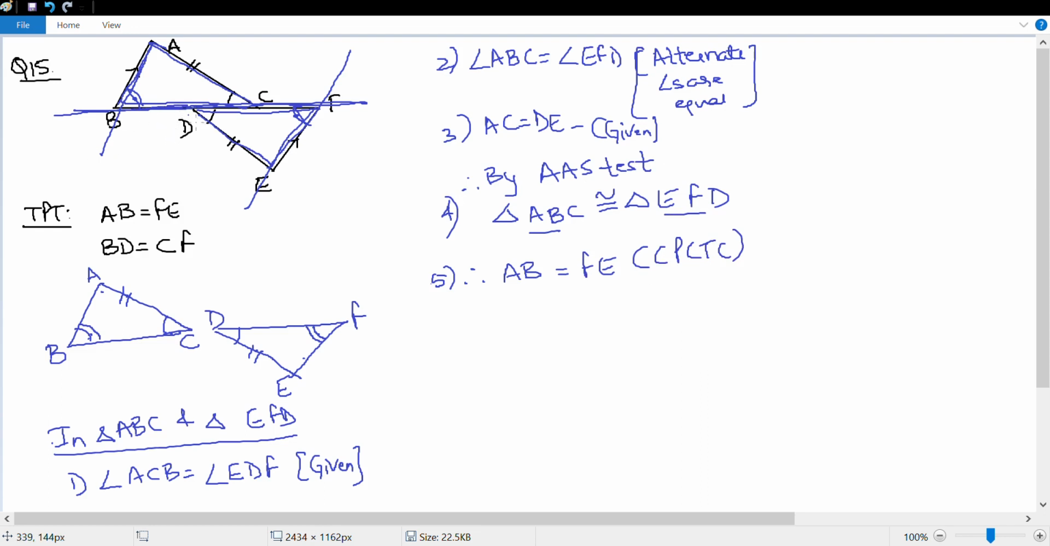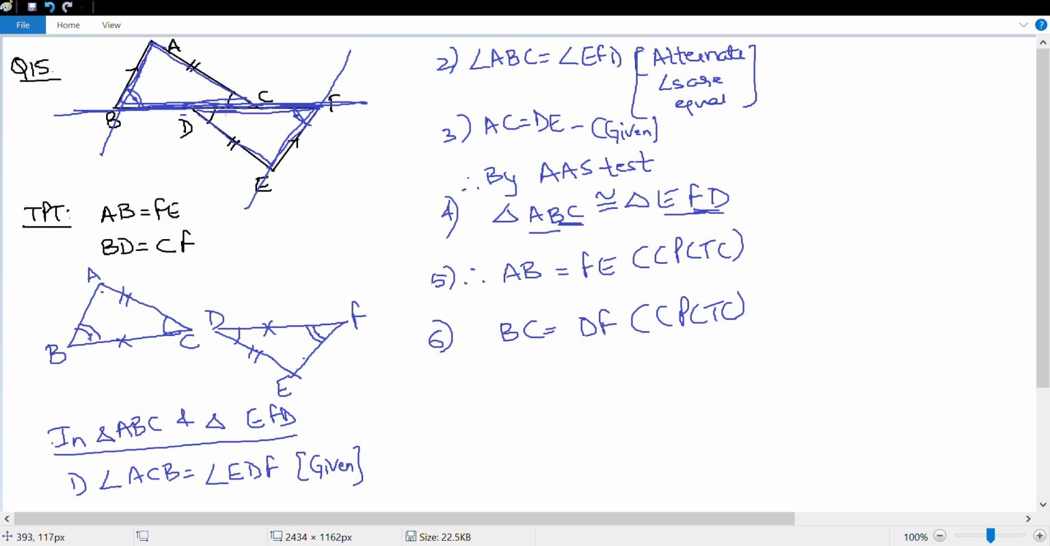Done. Let's look at the next part, which is BD. BD is a part of my side BC, and CF is a part of DF. So let's look at number 6. BC and DF will be equal. Why? Because this is CPCTC. I notice that BC is slightly bigger than BD and DF is also slightly bigger than CF.